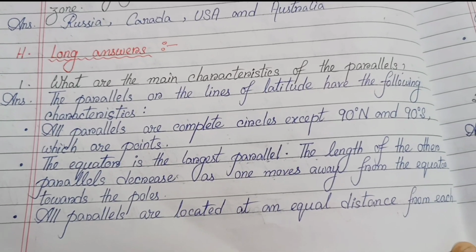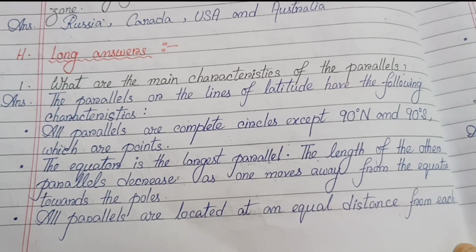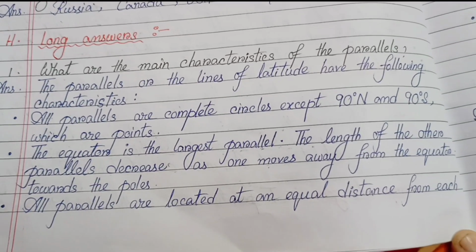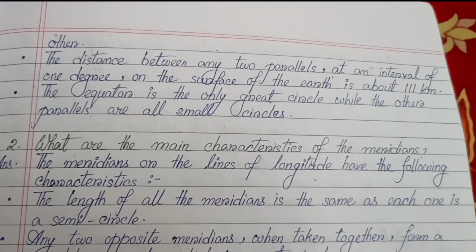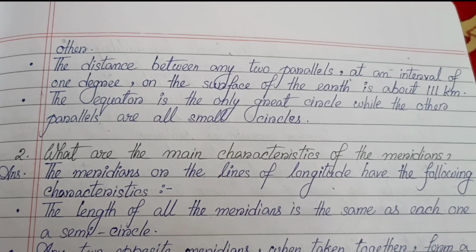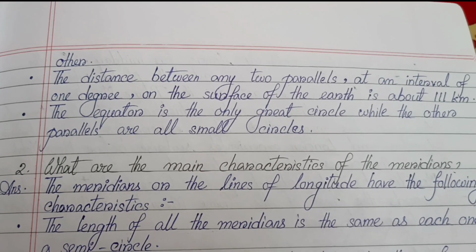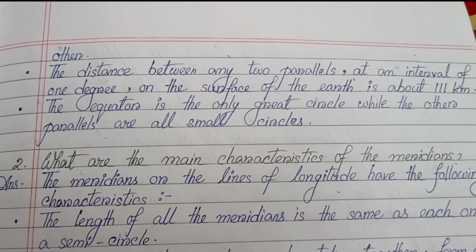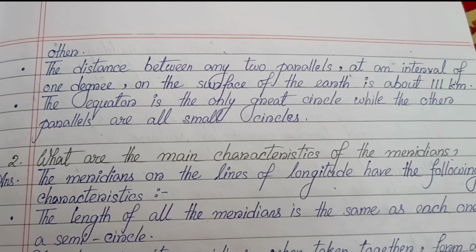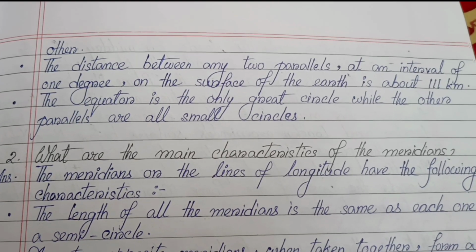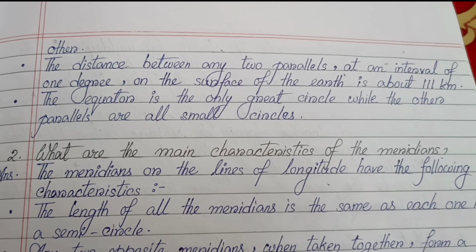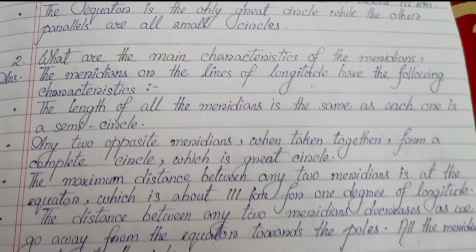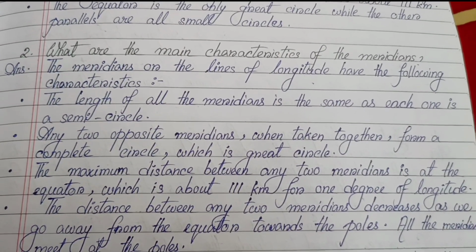Next point, all parallels are located at an equal distance from each other. Next, the distance between any two parallels at an interval of 1 degree on the surface of the earth is about 111 km. Last point, the equator is the only great circle while the other parallels are all small circles. Number 2. What are the main characteristics of the meridians?